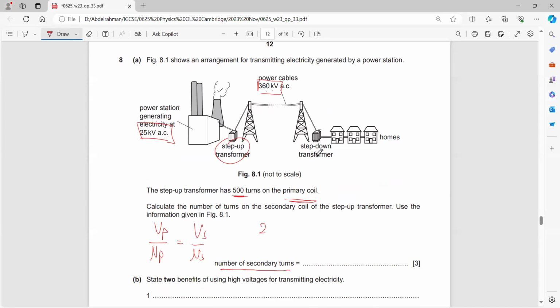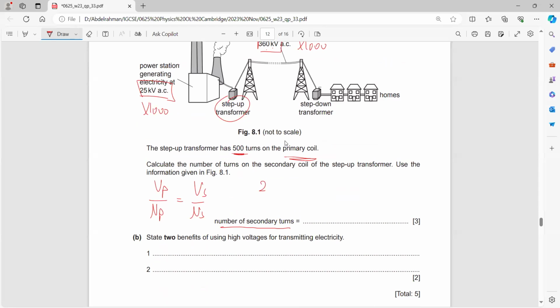When do I have to change them to volts? When do I have to multiply by 1,000? When must I do that? If one of them is not in kilovolts. If one of them was only, let's say, 360 volts, then I had to change the other to volts, and multiply it by 1,000. So VP I can just write it down as 25.